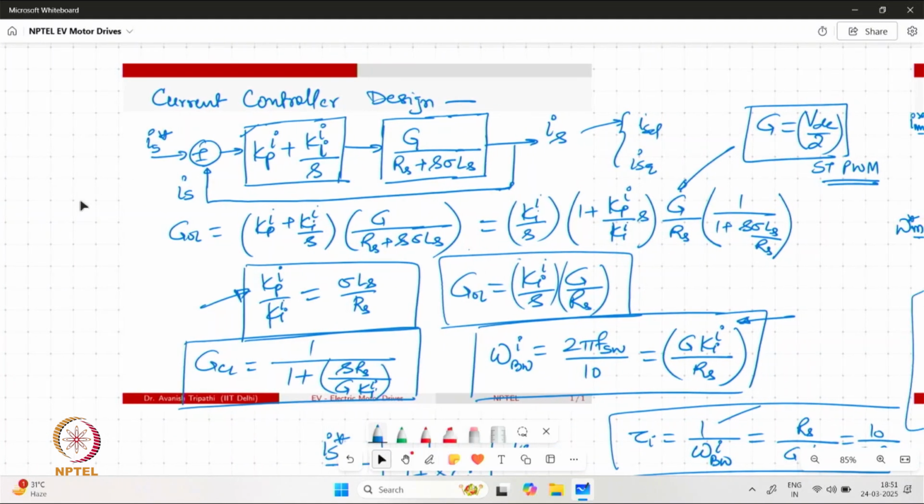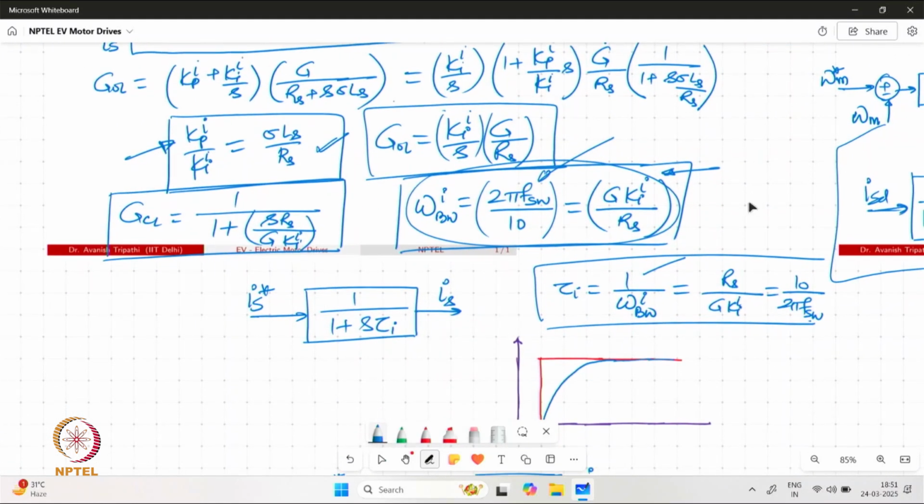First we have considered the current controller, and we find that there is one slow pole available in the system, which can be cancelled through the zero introduced by the PI controller, and we can further design the bandwidth of the current control loop equal to 1/10 of the switching frequency. This is the correlation, and then we have two equations for deciding the values of Kp and Ki, which can be used for writing down the D and Q axis current controllers.